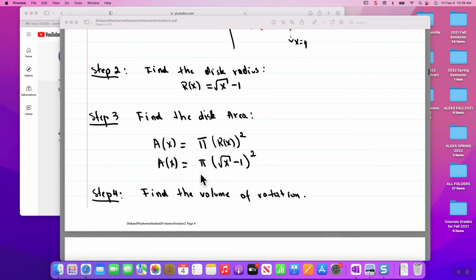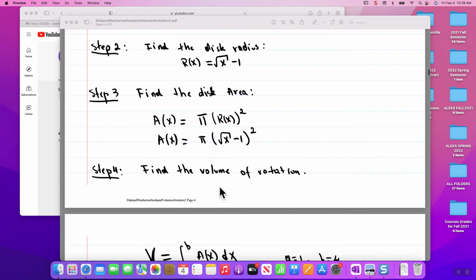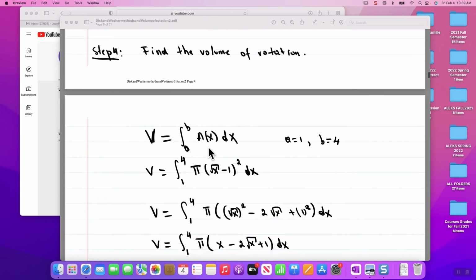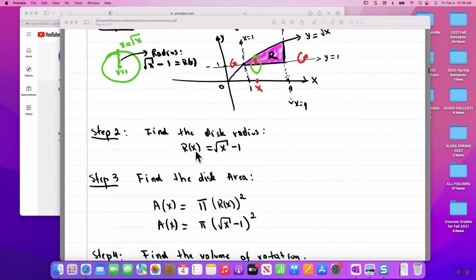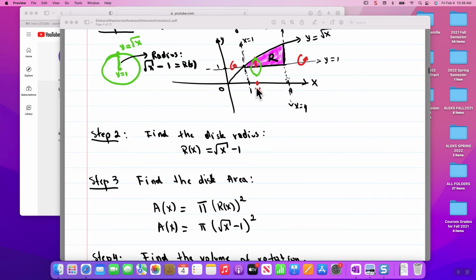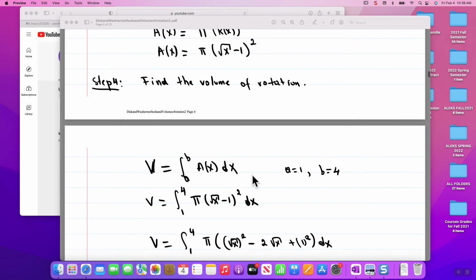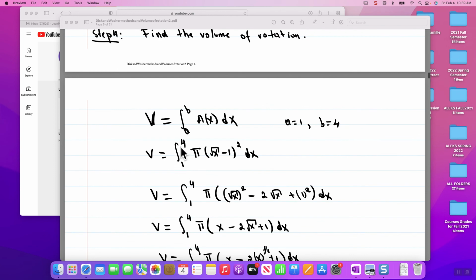And when you get to your area, we know by definition that to find the volume of rotation, you have to integrate the area of the disk. The limits of integration, when you look at the region, are between x equals 1 and x equals 4. So your lower limit is 1, your upper limit is 4, and you're going to integrate A of x, which is pi times the quantity square root of x minus 1, all squared, dx.